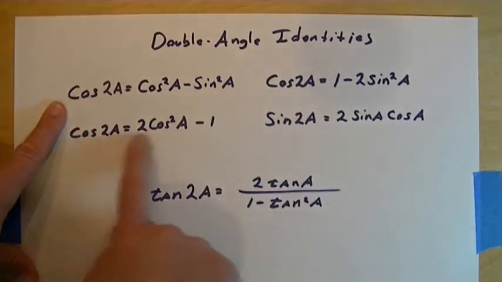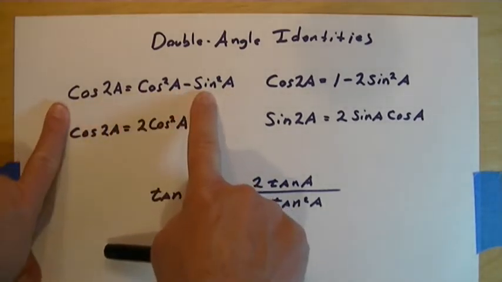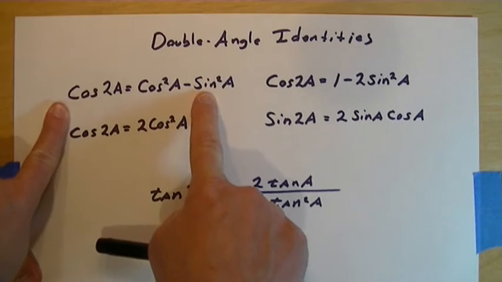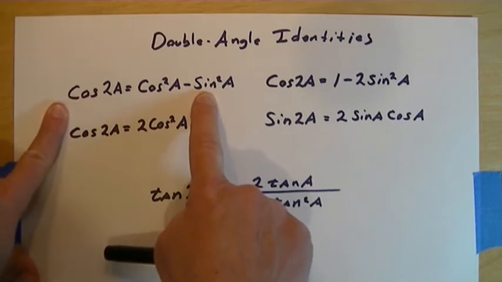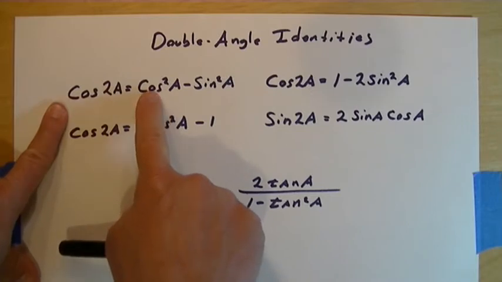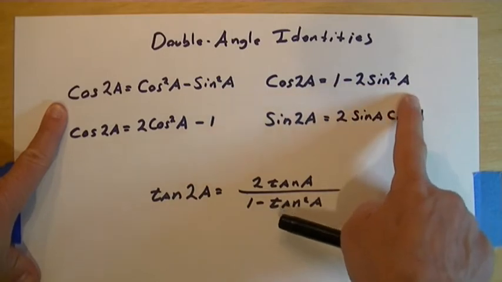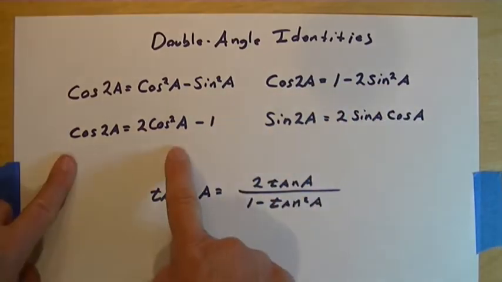If you can remember this one, this one here and this one here follow directly from it. If you remember the Pythagorean identity that cosine squared plus sine squared is 1, and that cosine squared can be rewritten as 1 minus sine squared, then you have 1 minus sine squared minus sine squared, which is 1 minus 2 sine squared. Okay, and then if you replace it the other way, you get this one.